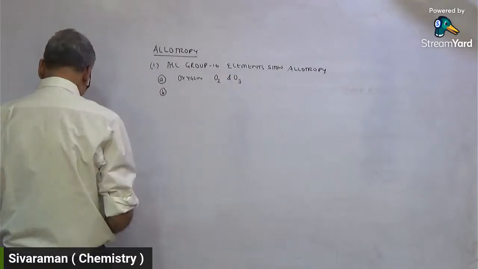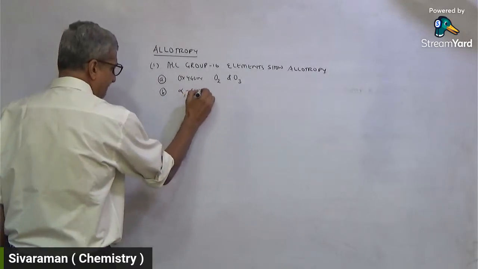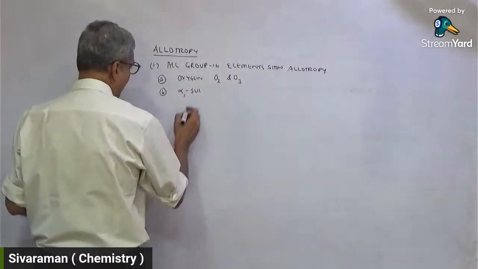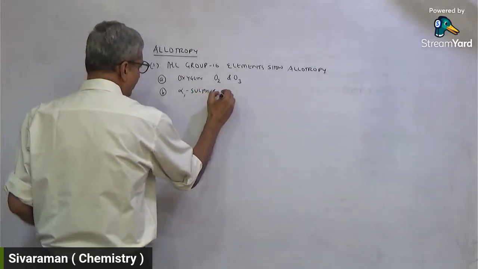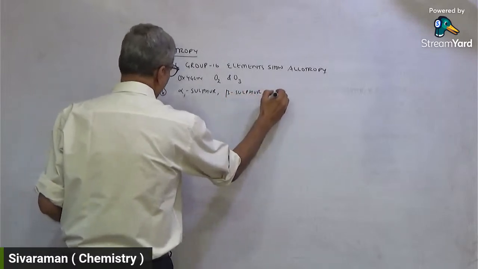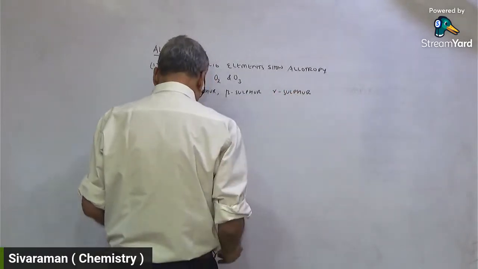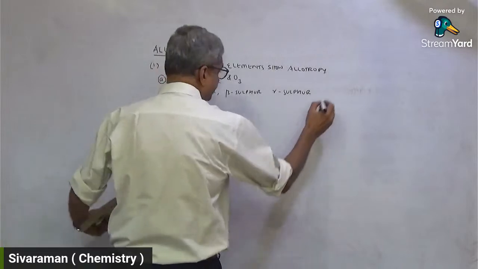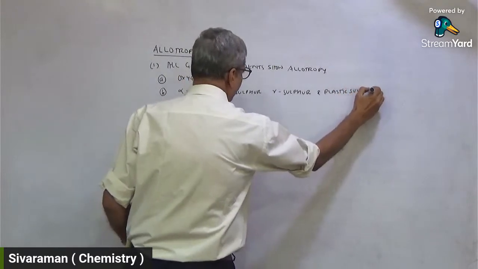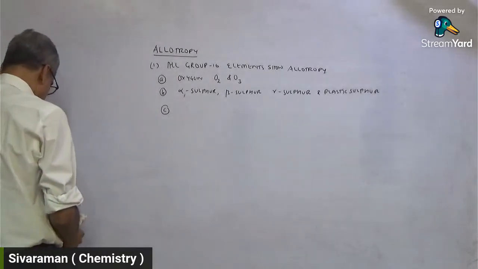Then sulfur exists as what? Alpha sulfur, that is monoclinic, rhombic, plastic sulfur, all that. So you have alpha sulfur. Then you have beta sulfur. Then you have gamma sulfur. We're going to discuss each one of these structures later on. Gamma sulfur and plastic sulfur. That is the amorphous form. You have plastic sulfur.